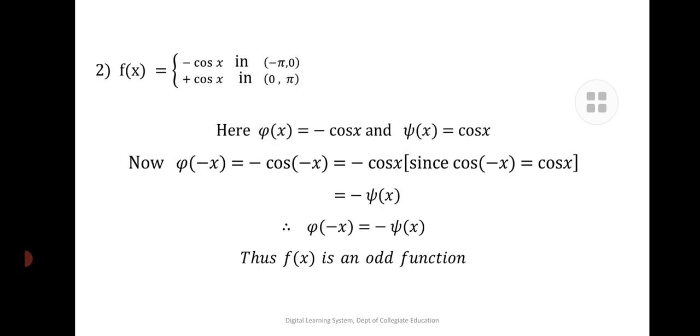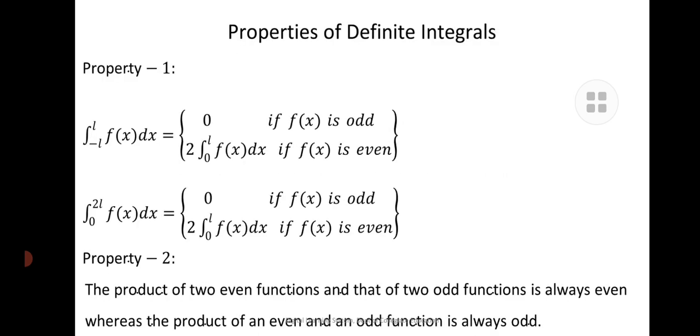Cos of minus theta is equal to cos theta, we know that because of the property of the trigonometric function: cos theta is an even function. So minus of cos of minus theta is equal to minus of cos theta, and that is equal to minus of cos x, which is equal to minus of psi of x. That is, phi of minus x is equal to minus psi of x. Therefore we can say that f of x is an odd function.